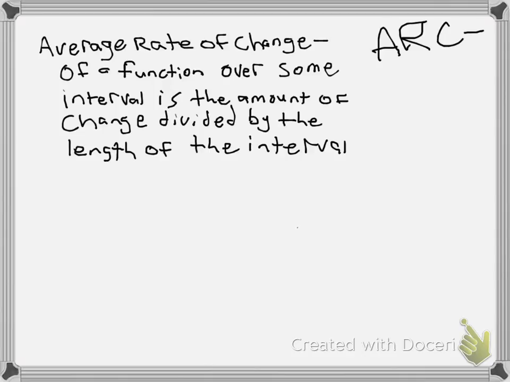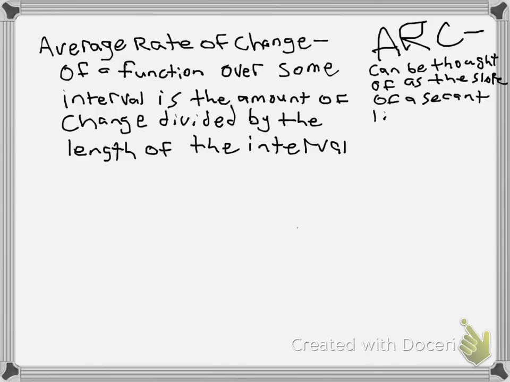Average rate of change can be thought of as the slope of a secant line to a curve. Now please note, I'm not talking about the trigonometric function that we call secant. I'm talking about a secant line. What's a secant line? You geometry students, what is a secant line?